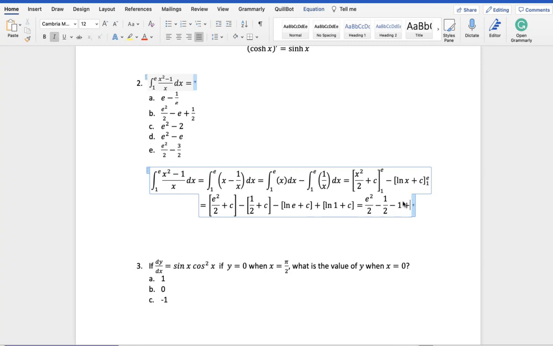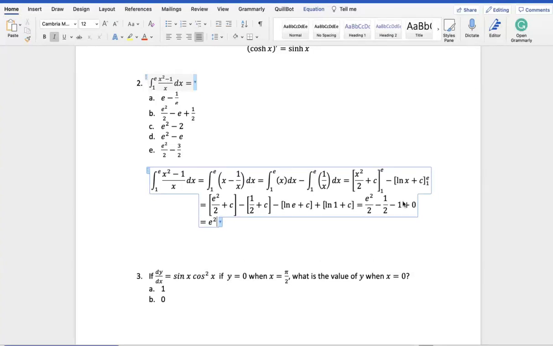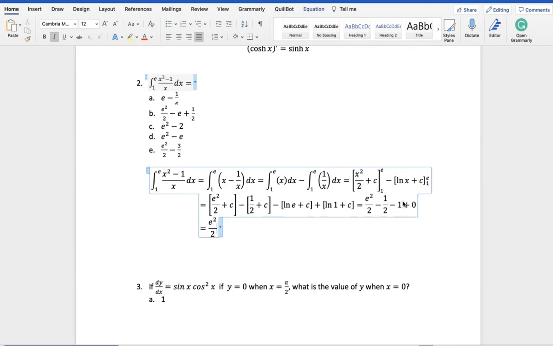And this is equal, therefore, to e squared divided by 2 minus 1 over 2 minus 1, which is just e squared over 2 minus 3 over 2, right? Which is the final answer. So now, does this make sense to everyone? Any questions?